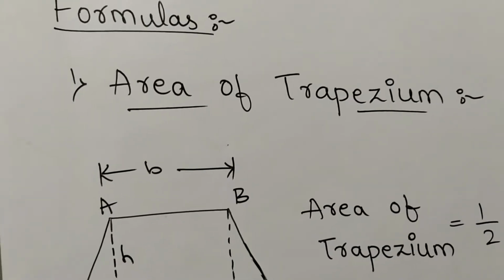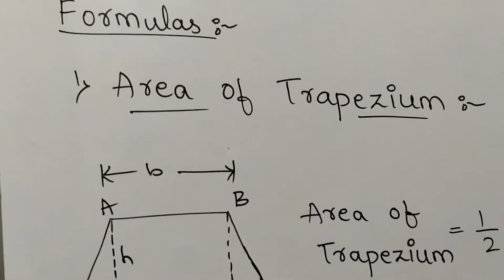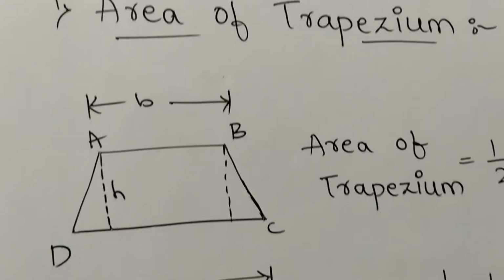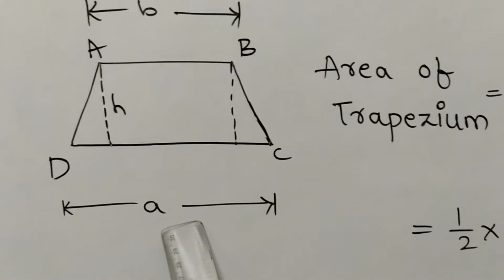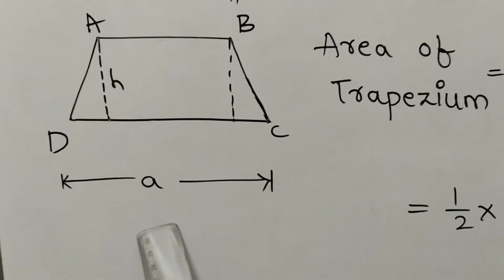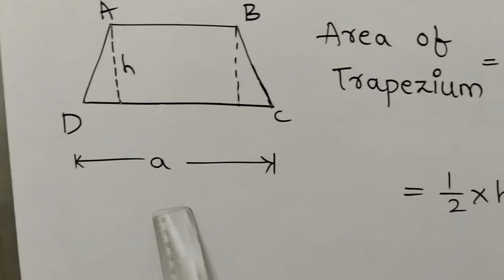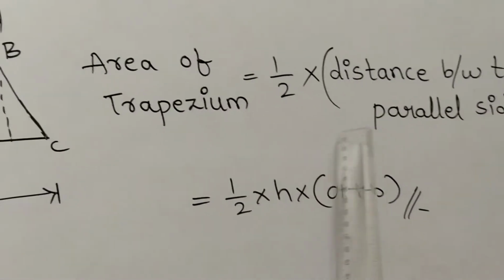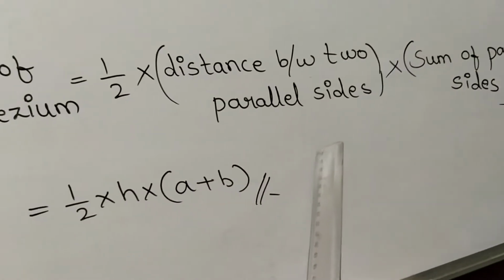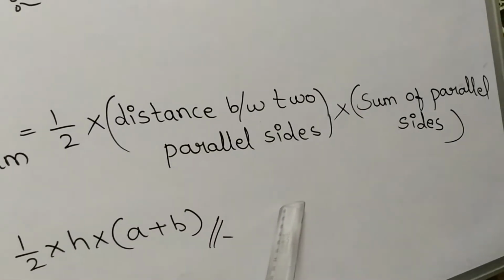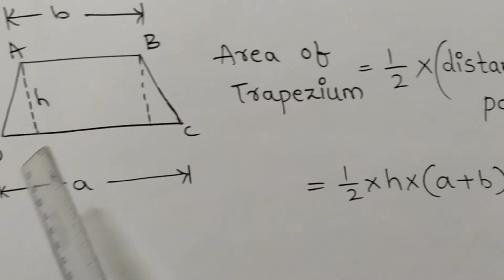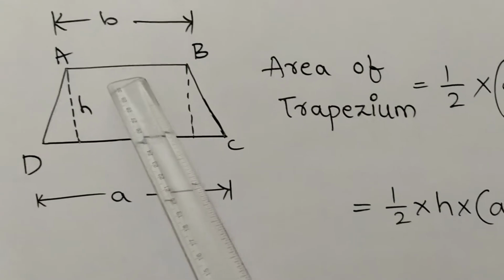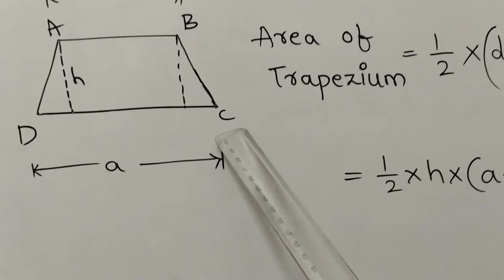So here we have some formulas. First, the formula is the area of a trapezium. See here, students, we are taking one trapezium and we have to find its area. What is the area of a trapezium? It is half into the distance between the two parallel sides into the sum of the parallel sides. First we have to identify the parallel sides. Here the parallel sides are AB and DC.